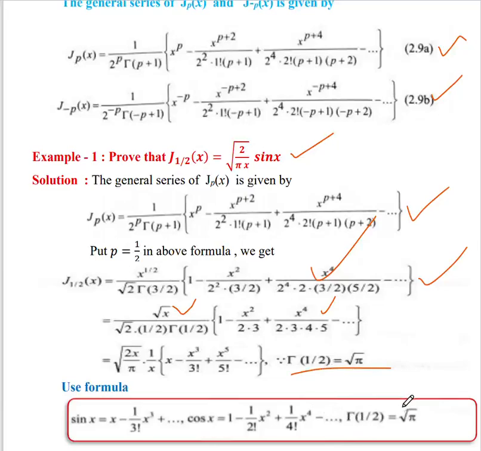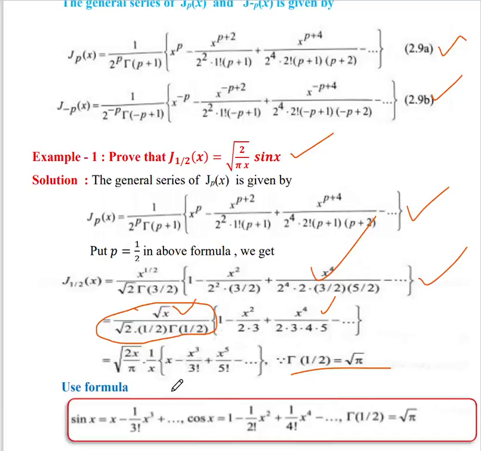Putting the value of gamma of 1 by 2, that is under root pi, this can be written as under root 2 and this is 2, so this can be written as 1 upon root 2. Root 2 gets cancelled. So the total term can be written as under root 2 upon 2x upon pi. Now we take 1 upon x as common, so here will be x minus x cube upon 3 factorial plus x to the power 5 upon 5 factorial and so on.